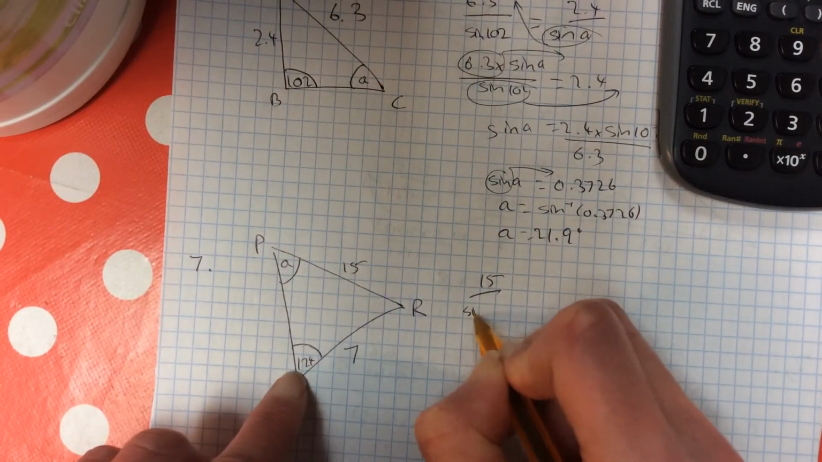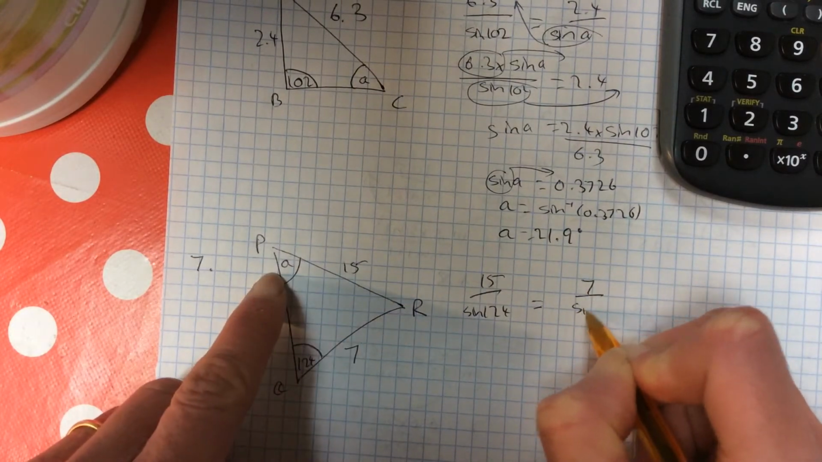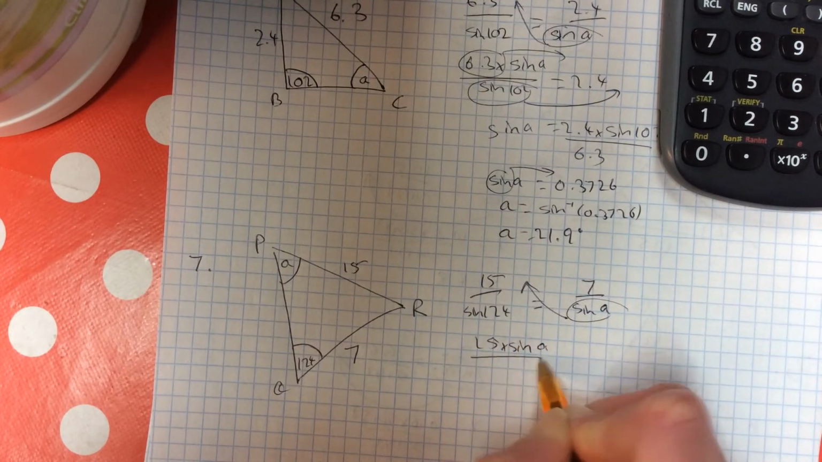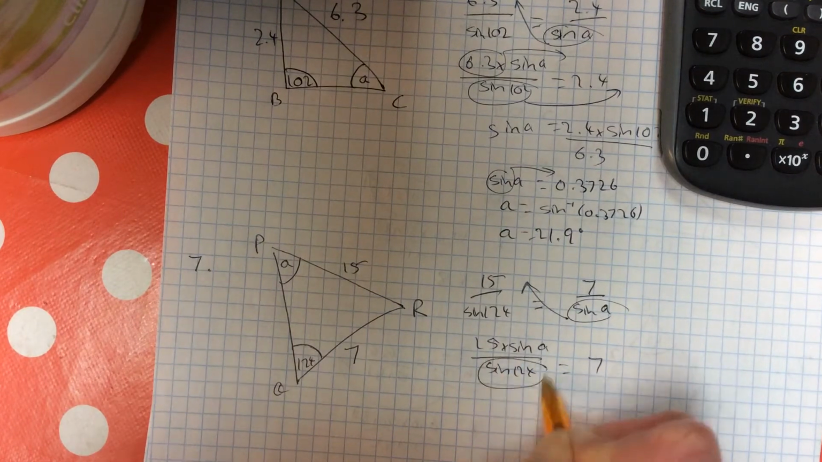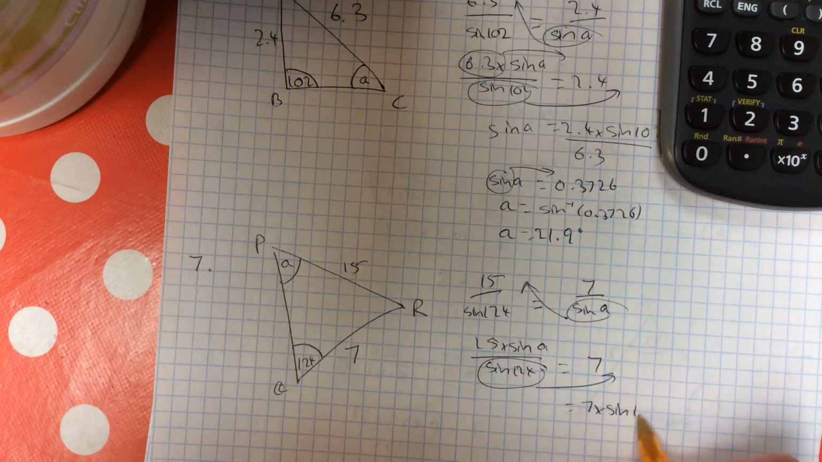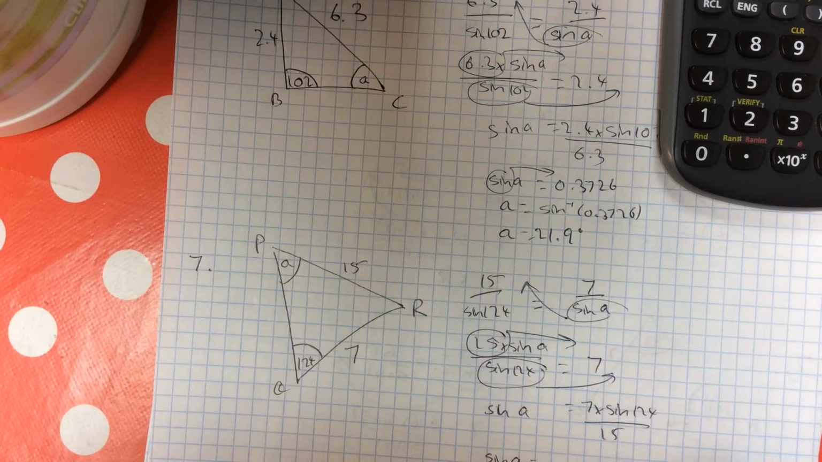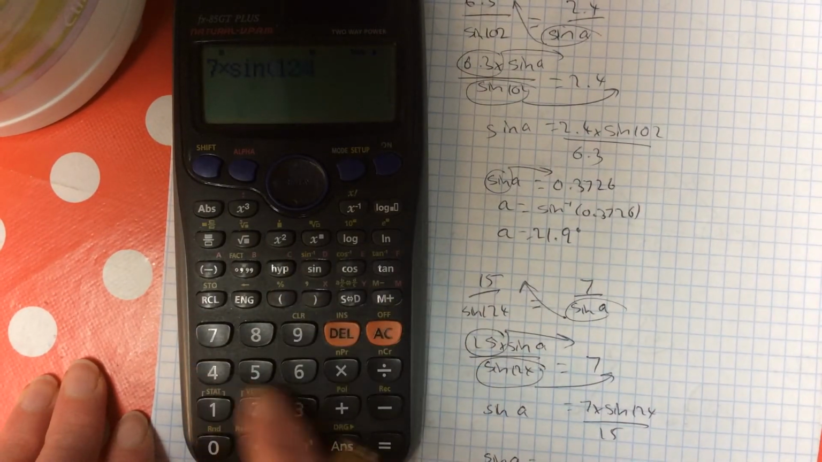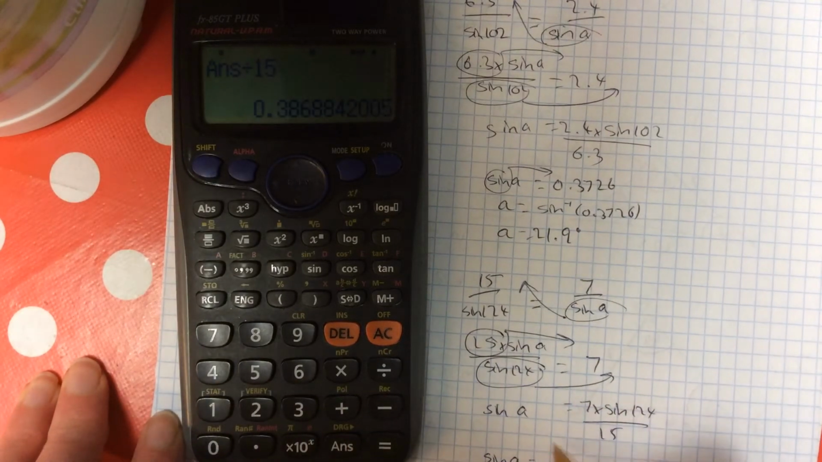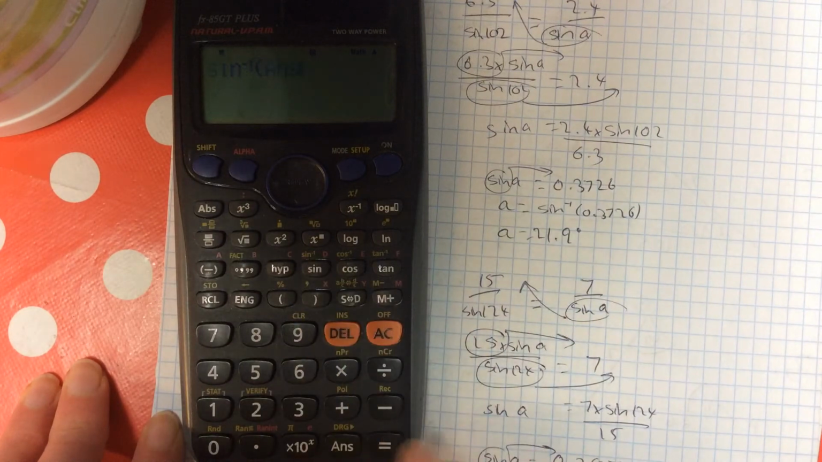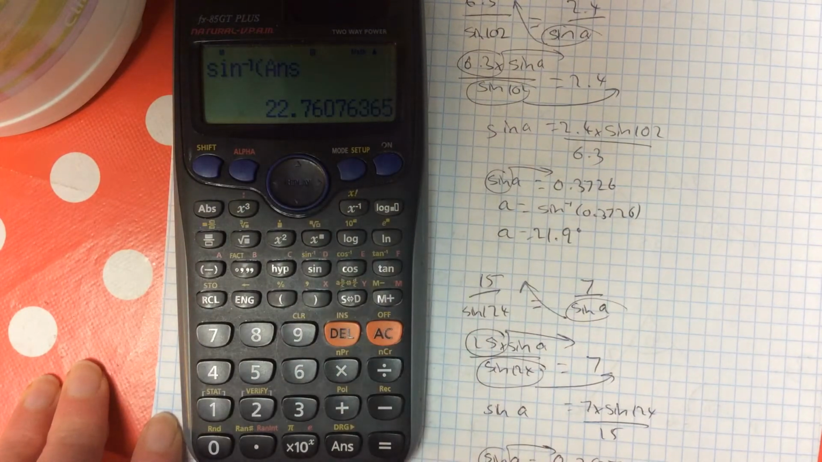So side over sine the opposite angle equals side over sine the opposite angle. Bring this up as a multiplication. It does get very repetitive, and if you can do it a little quicker, that's fine. So 7 times sine 124, this comes over to be a division, so sine A equals that. Putting that in your calculators, 7 times sine 124 divided by 15 gives me 0.387. So bring this across and do inverse sine 0.387. Shift sine answer, so A equals 22.76 degrees. Okay, number 8.